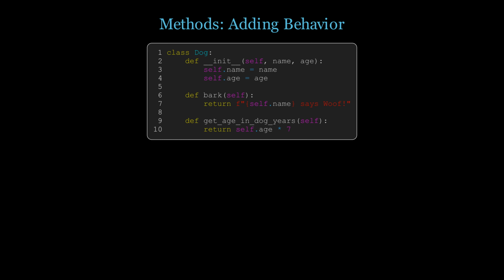Methods are functions that belong to a class. They define what objects can do. Their behaviors. Methods can access and modify the object's attributes. And they always take self as the first parameter. Here we add 2 methods. The bark method makes the dog bark, using the dog's name. get_age_in_dog_years calculates the dog's age in dog years using the age attribute. Notice both methods use self to access the object's attributes. Methods bring objects to life by giving them actions they can perform.